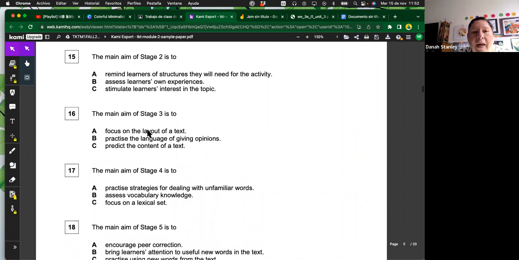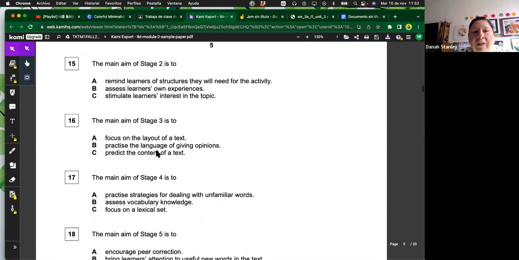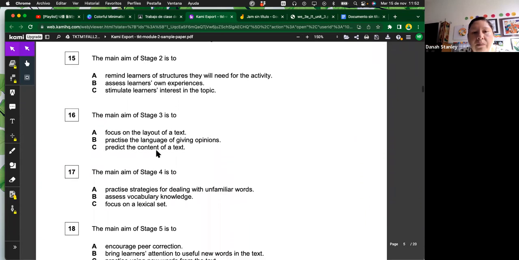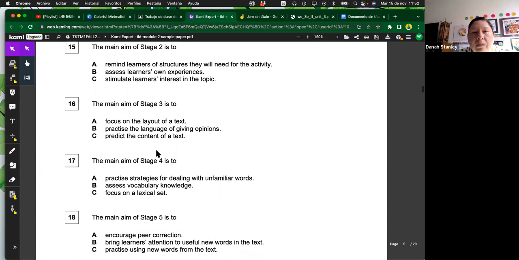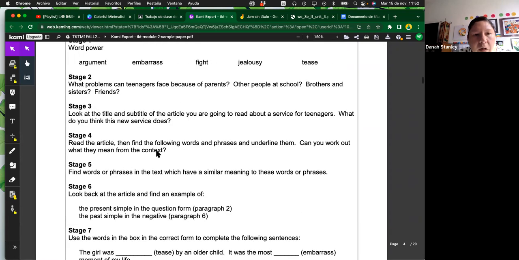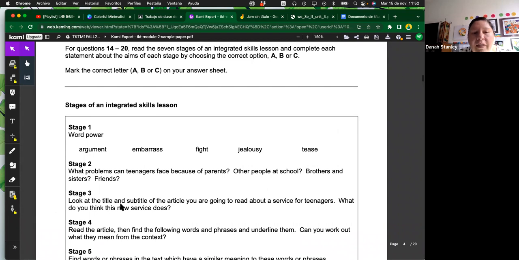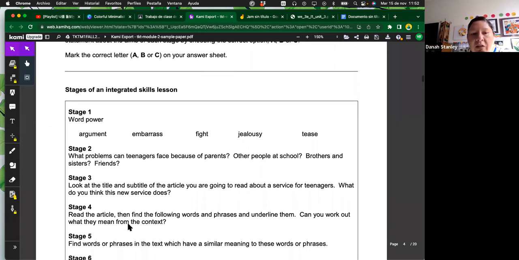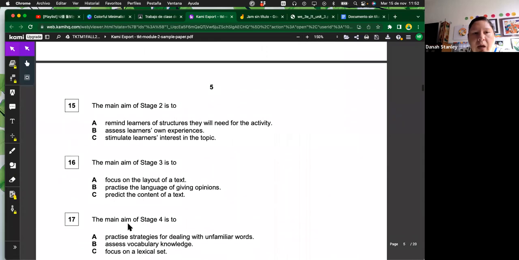Focus on the layout of a text, practice the language of giving opinions, or predict the content of a text. Ah, no, espérenme, ya lo leí mal. Dice, look at the title and subtitle of the article you are going to read about a service for teenagers. What do you think this new service does? Ahora sí.